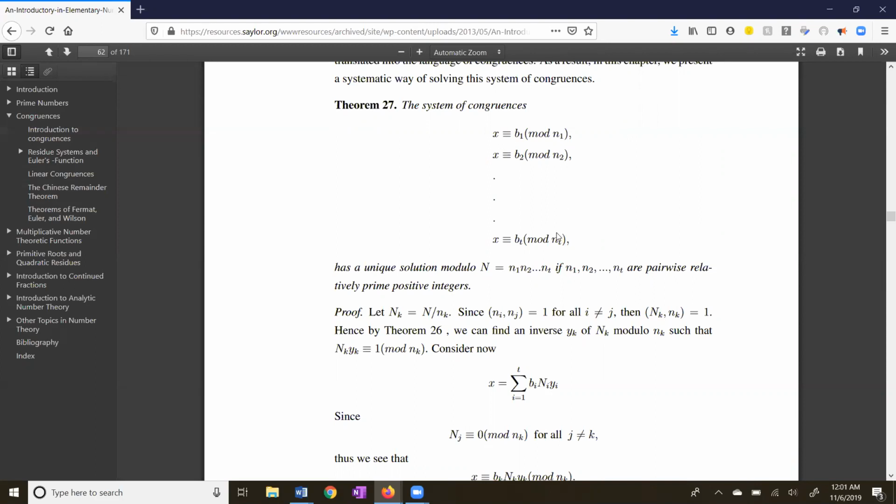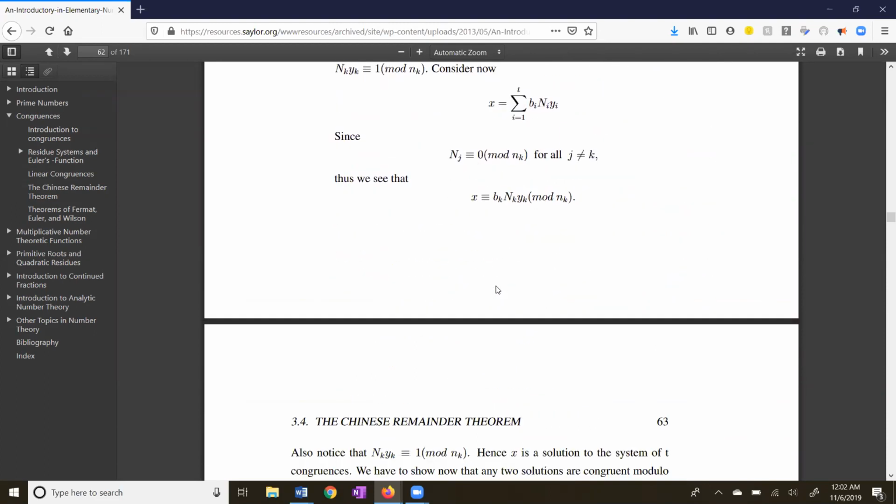Now, all the little n's have to be pairwise relatively prime. So if you take each pair, n1, n2, n1, n3, and so on, they have to be relatively prime as pairs. That's a pretty strong condition, but that will always be the case. We also have some cap N subscripts, cap N sub 1, cap N sub 2, and so on. And I'm going to show you how that all works in an example.